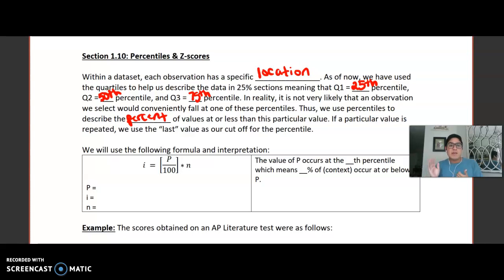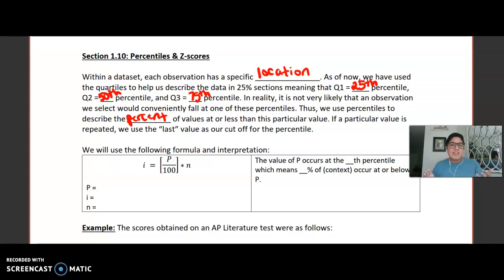And this is because 75% of the data or less occurs at Q3. 50% of the data or less occurs at Q2, and the same idea for Q1. In reality, it is not very likely to have an observation that would conveniently fall at one of these percentiles. Thus, we use percentiles to describe the percent of values at or less than this particular value. If a particular value is repeated, we're going to use the last value as our cutoff for this percentile.